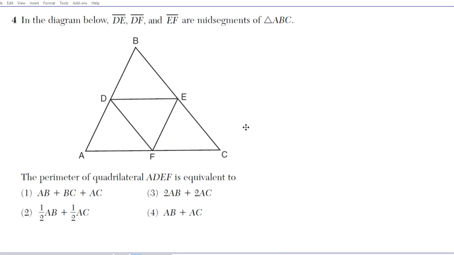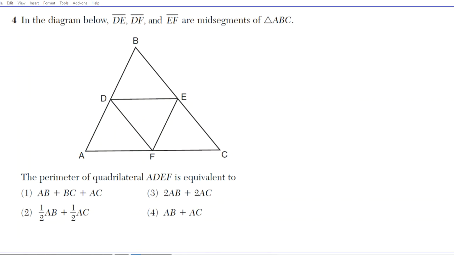Alright, let's take a look at question 4. It says, in the diagram below, segments DE, DF, and EF are mid-segments of triangle ABC. Question, the perimeter of the quadrilateral ADEF, this quadrilateral right here, is equivalent to, so what is the perimeter of this quadrilateral right here? That's the question.